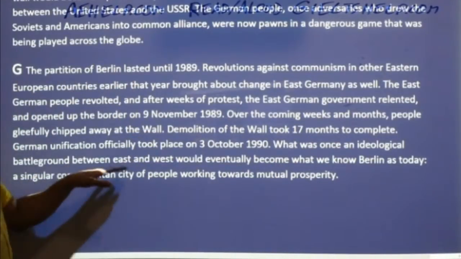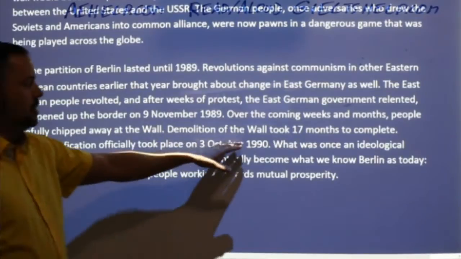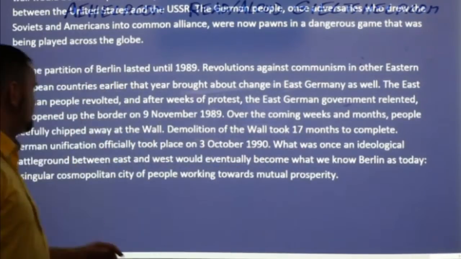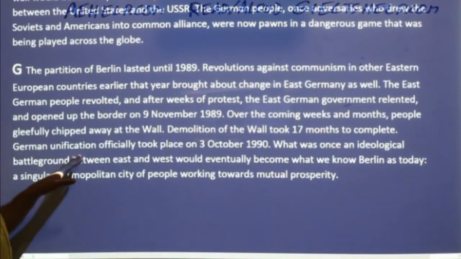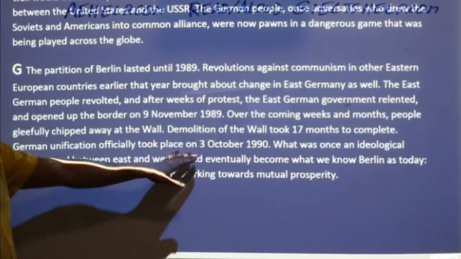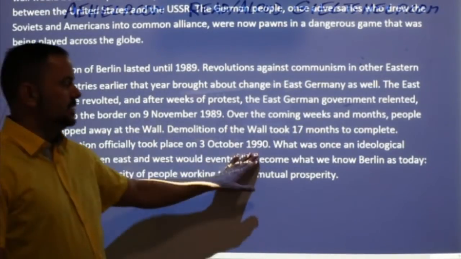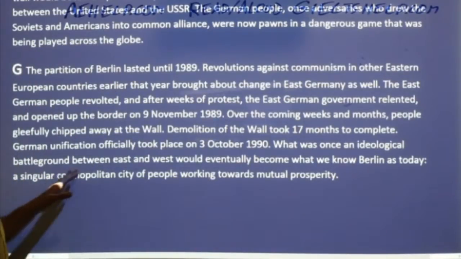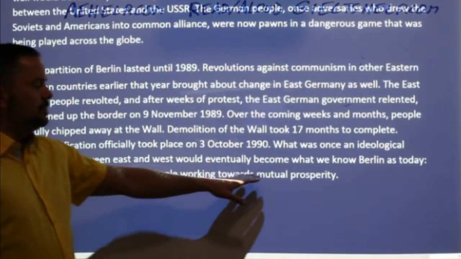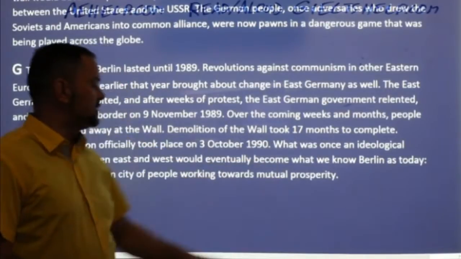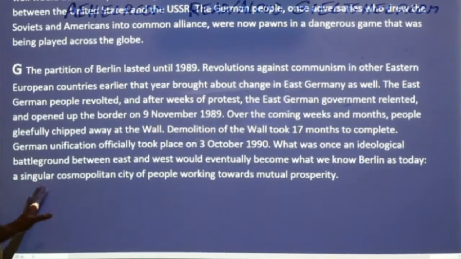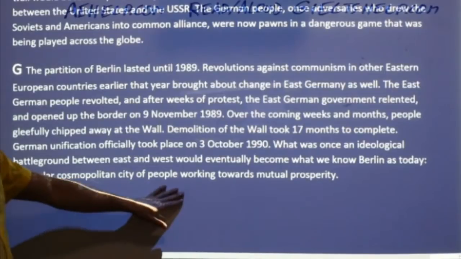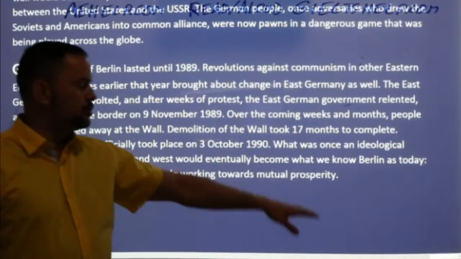Over the coming weeks and months, people gleefully chipped away at the wall. Demolition of the wall took 17 months to complete. German unification officially took place on 3rd of October, 1990. What was once an ideological battleground between East and West would eventually become what we know Berlin as today, a singular cosmopolitan city of people working towards mutual prosperity.